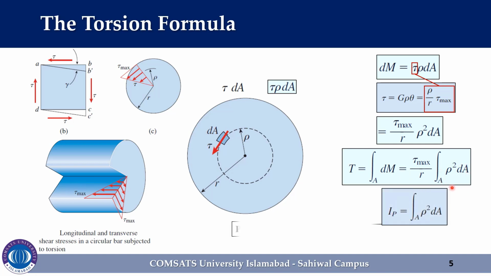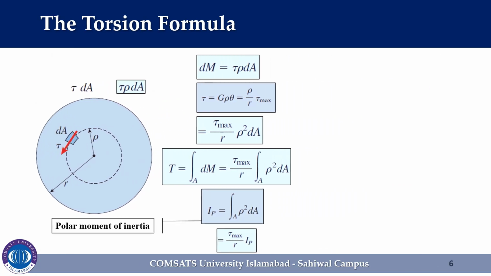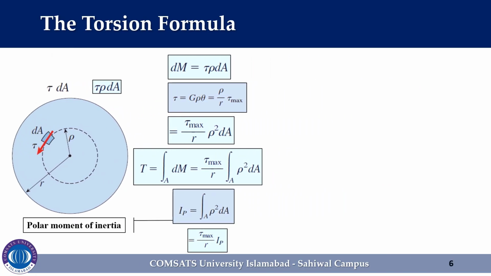in which the integral of ρ squared dA is the polar moment of inertia of the circular cross section, and it is symbolized with Ip. So the equation becomes T equal to tau max over r times Ip. For a circle of radius r and diameter d, the polar moment of inertia is expressed as Ip, which is equal to pi r to the fourth over 2. By replacing r with d by 2, the equation becomes pi d to the fourth over 32. It is important to note that the moment of inertia has units of length to the fourth power.